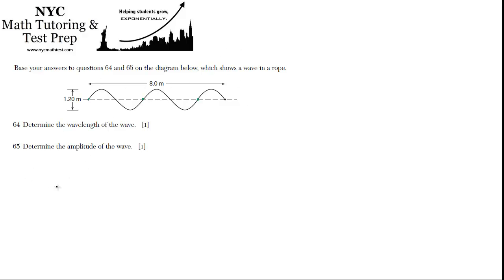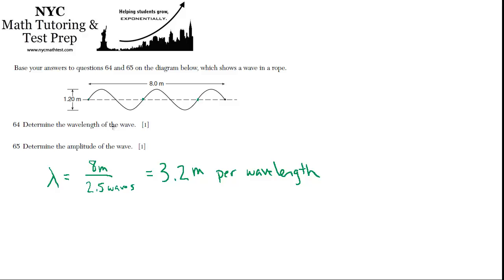So to answer 64, one wavelength is 8 meters divided by 2.5 waves, right? So if you put that in your calculator, you'll find out that equals 3.2 meters per wavelength. So this is 3.2 meters.